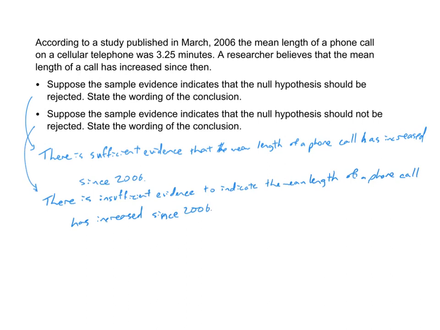We'll write these sentences a whole bunch of times. Hopefully you'll get pretty good at it. It's kind of a canned response. You just pick whether there's enough or not enough evidence, and then you go back and use some of the wording of the problem, and you just figure out where to pull the different parts of the sentence from.